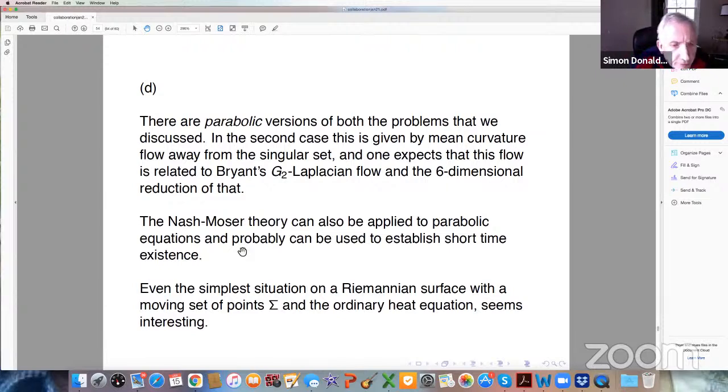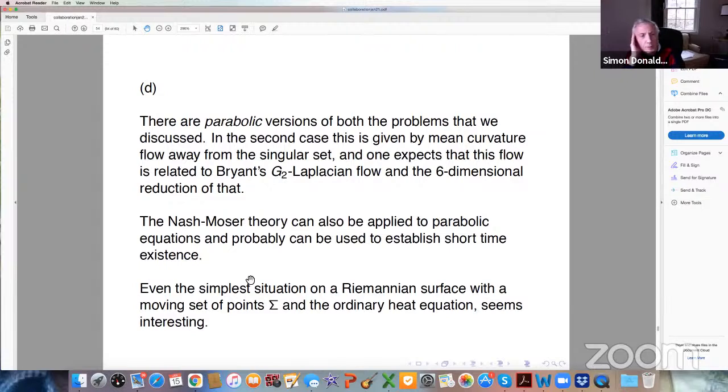Even in the simplest situation, where we take a surface with a fixed Riemannian metric, we consider a configuration of points and a section of a flat bundle, which evolves according just to the ordinary heat equation away from these points, but then these points have to move around to preserve the asymptotic condition that we're considering. That seems like an interesting kind of problem to explore.